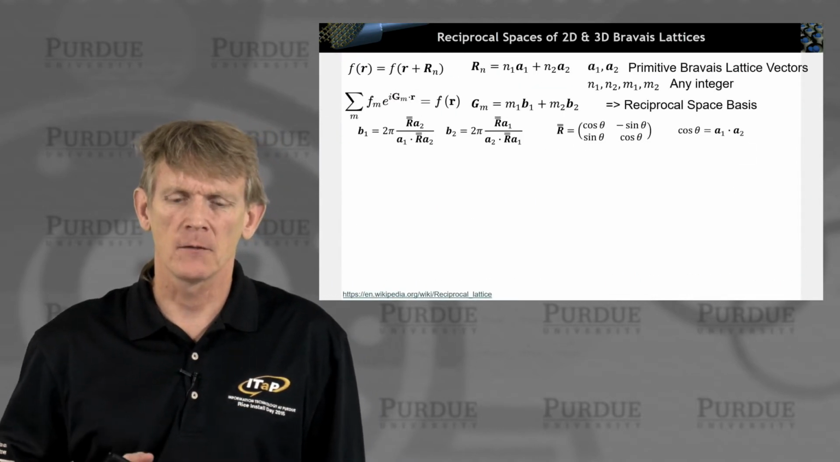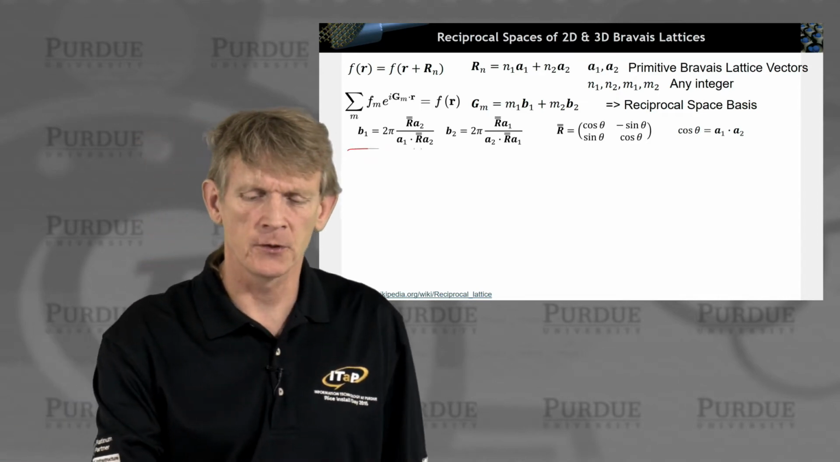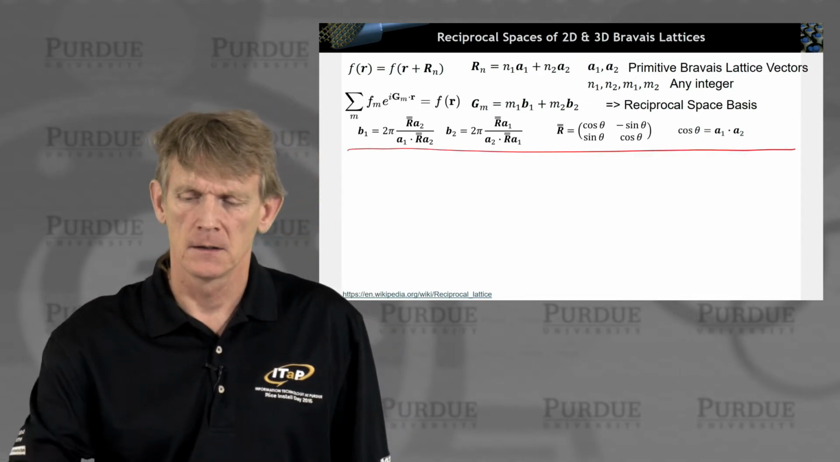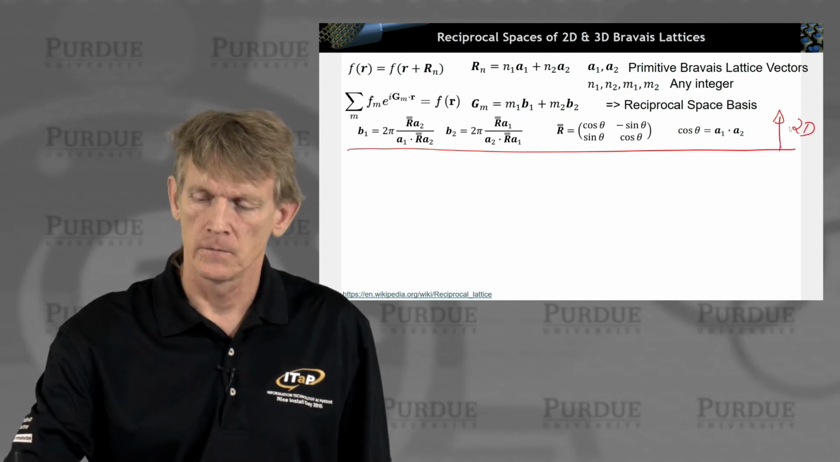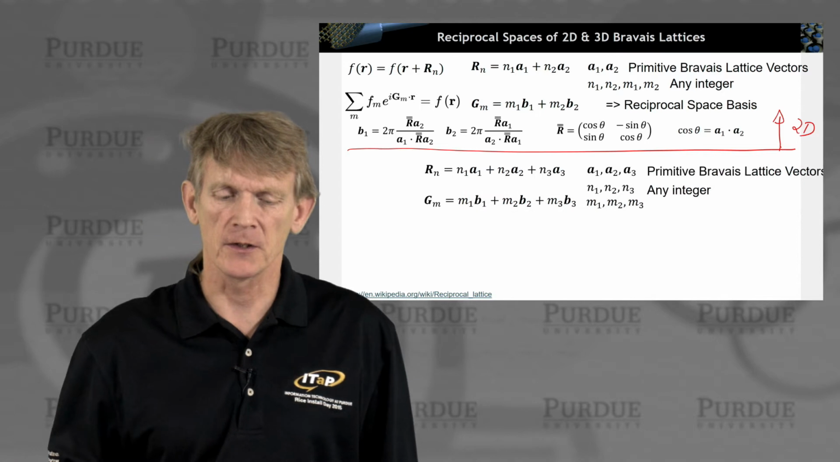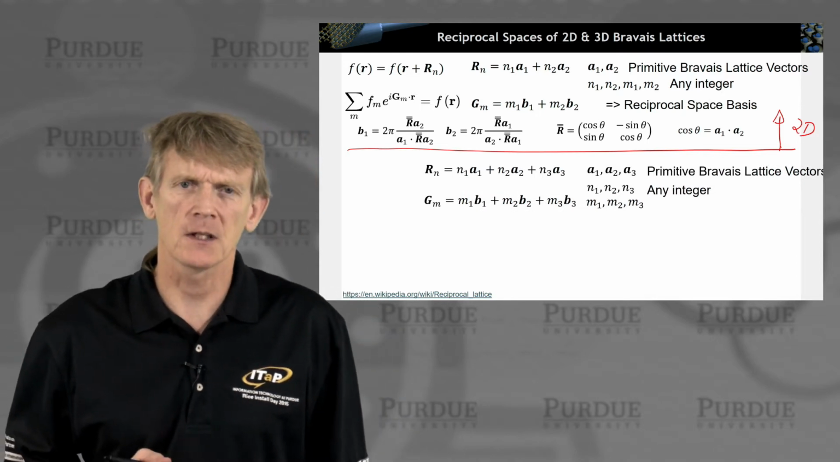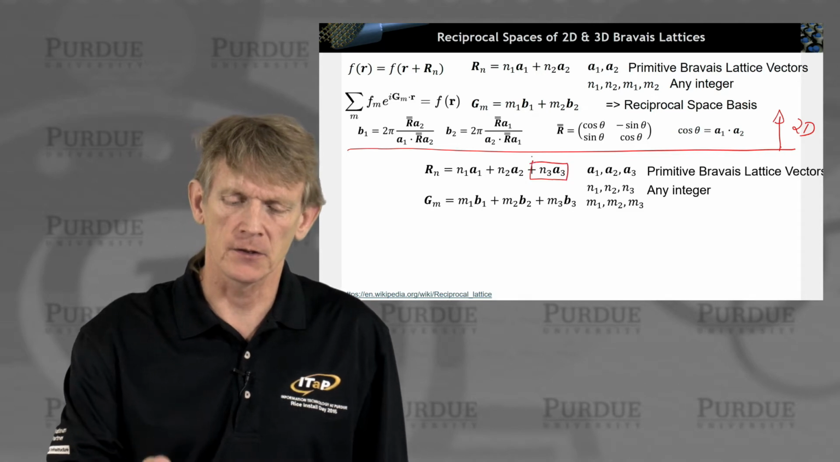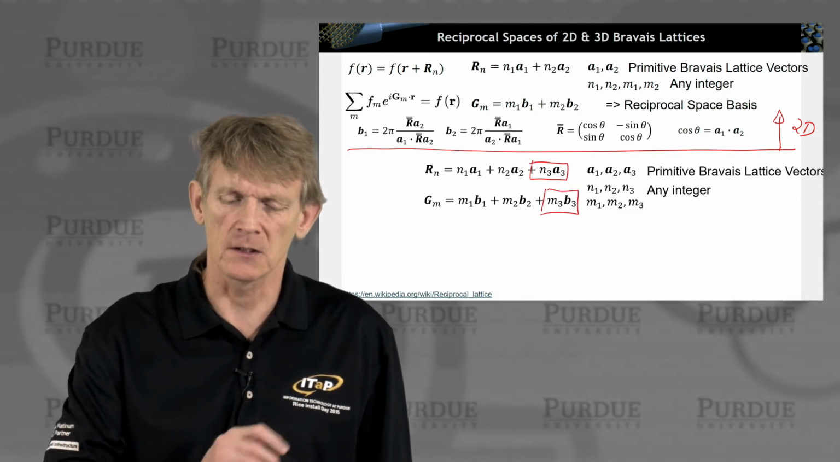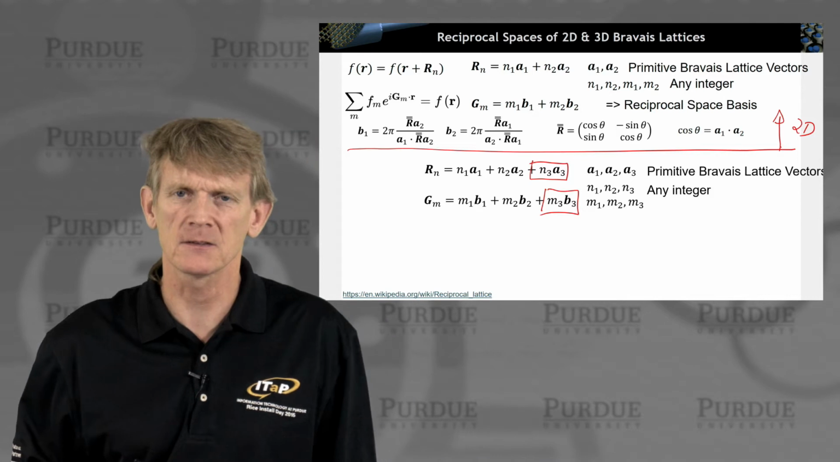So here was the complete recipe for 2 dimensions. Here, 2D. And we're going to do this now for 3 dimensions. All we're doing right now is giving it a third vector for the third space, and we expect to see a third vector in the reciprocal space.